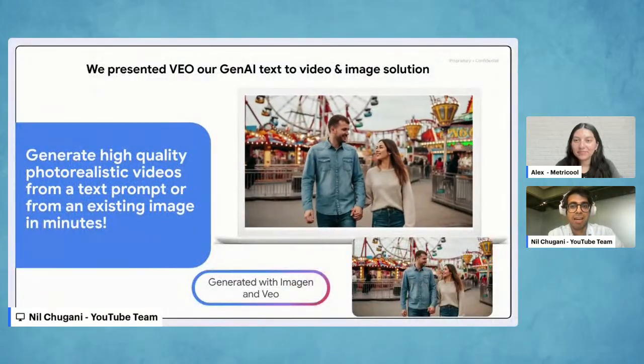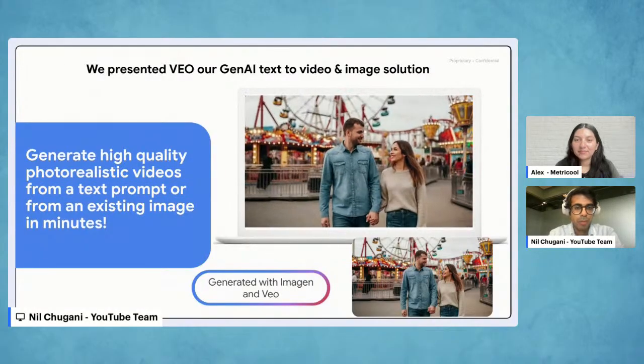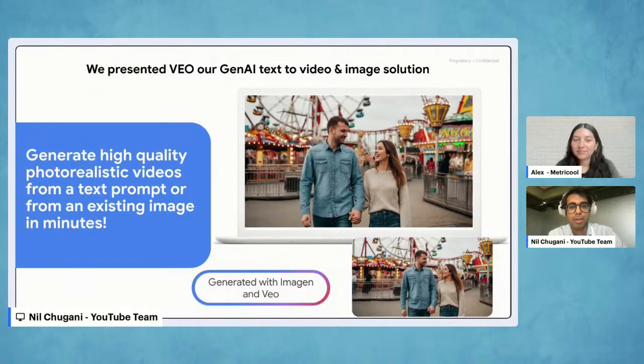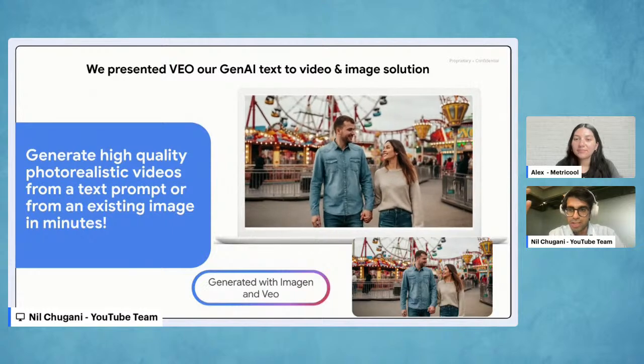So on one end, it creates diverse ad creatives at scale. It can produce stunning visuals from an image. So here we can see an image of a couple and how that was generated then into a video in a matter of seconds. So that's a really cool example.